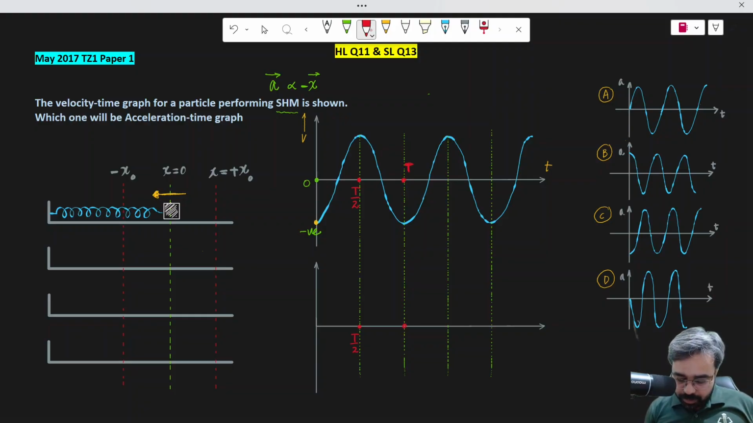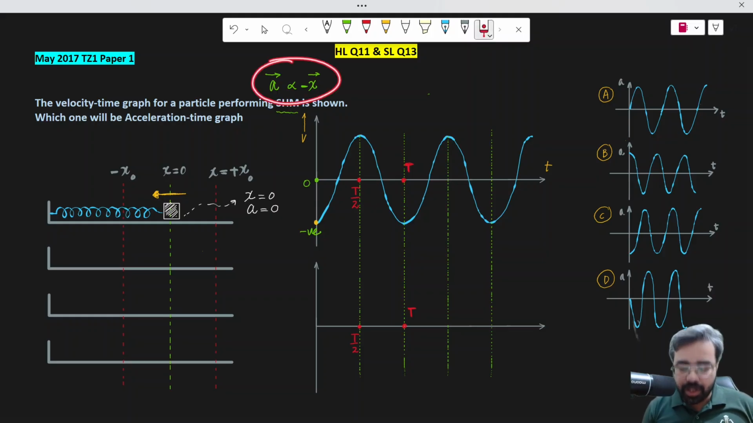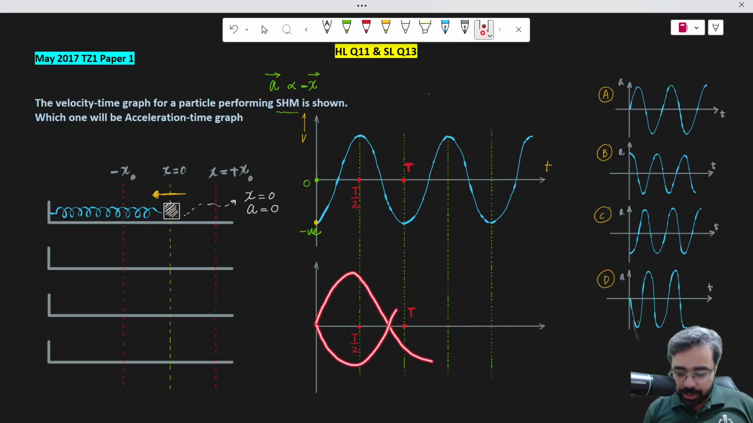So this is T. Don't you think that whenever the object is at the equilibrium position, where the displacement is zero, it means that acceleration is also zero, because acceleration is directly proportional to displacement. It means that our graph will start from the origin. Either it will be a positive sine graph or a negative sine graph. We will decide it later.